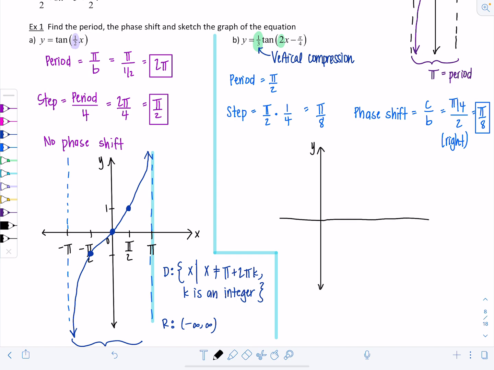And here's the x-axis. Now, normally we start with 0, 0, right? But phase shift tells us we're going pi over 8 to the right. Pi over 8. So that's basically our new 0, 0. Count 2 steps to the right, bam, vertical asymptote. 2 steps to the left from there, another vertical asymptote. So here we go. Good thing the step is pi over 8. So if I add another pi over 8, that's 2 pi over 8, which is pi over 4. Add another pi over 8, now we are at 3 pi over 8. There's a vertical asymptote.